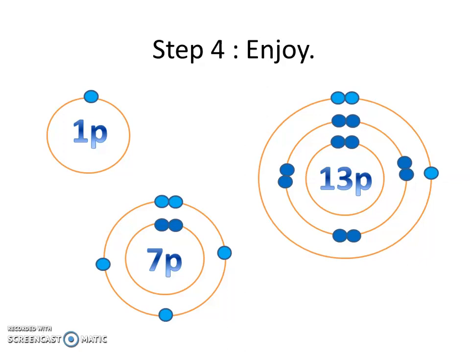Step 4 is to enjoy them. They are that simple. Look at the periodic table for the number of protons and electrons, which is both given by the atomic number. The row that they're in tells you the number of energy levels, and you fill in 2, 8, 8.